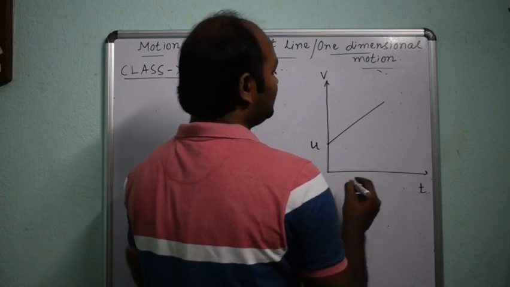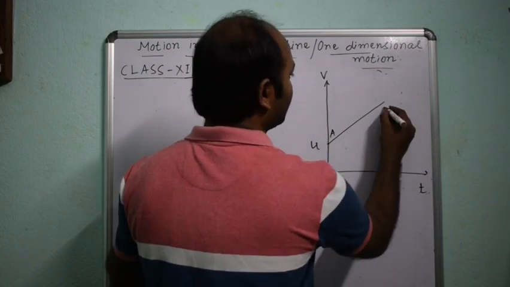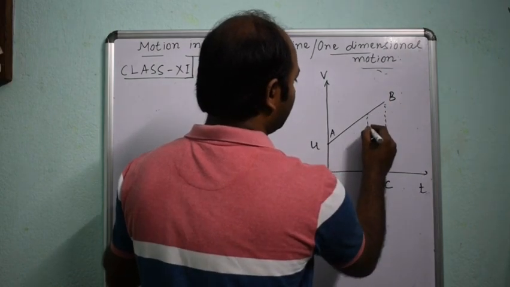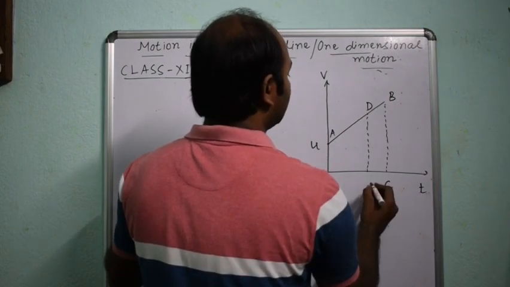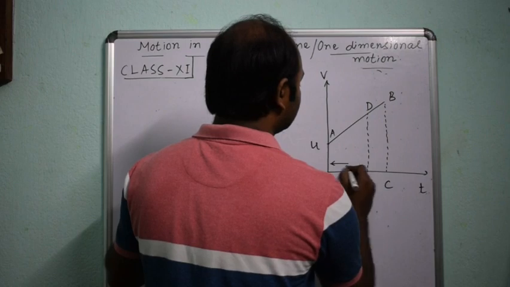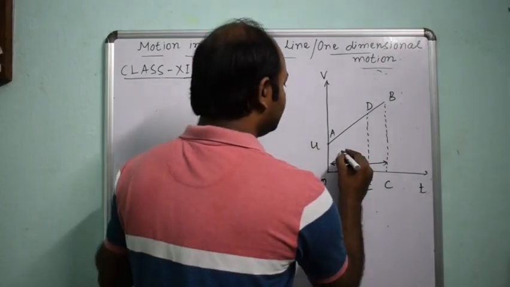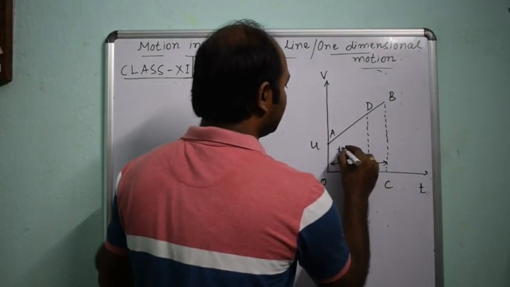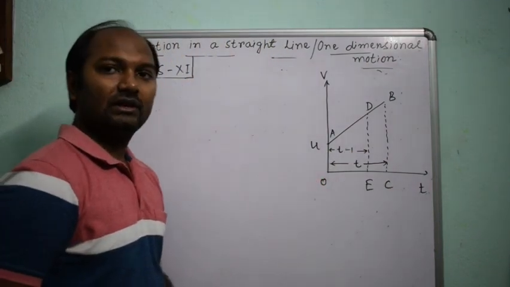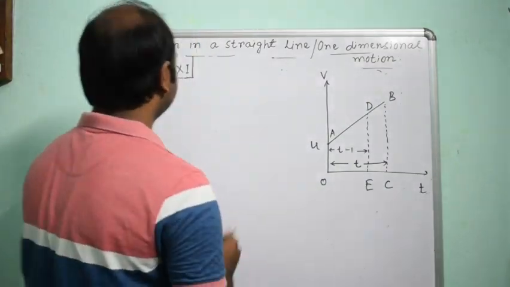Same initial velocity u, it is O, A, B, C, D, E. Let this time is T and this one is T minus 1. So you have to find the displacement at tth second.